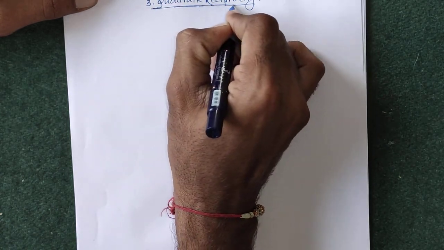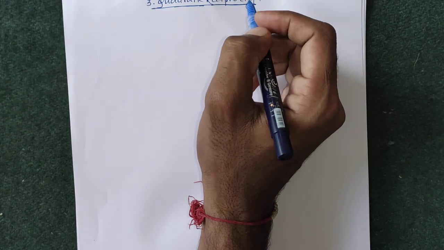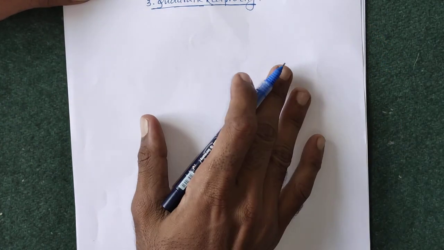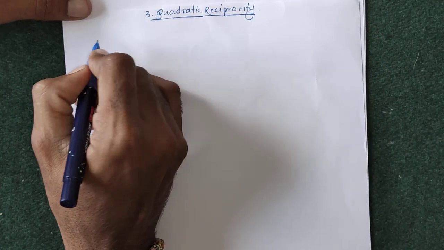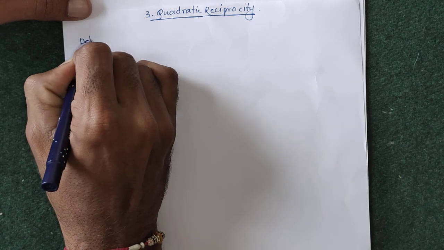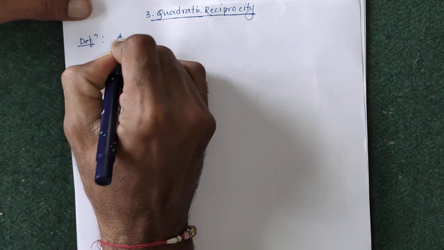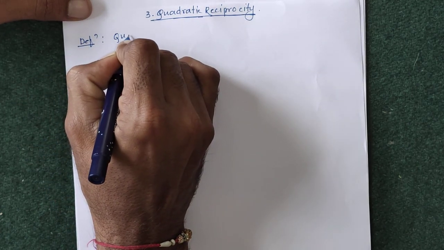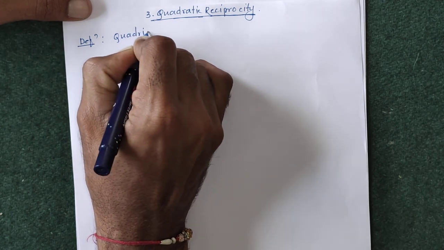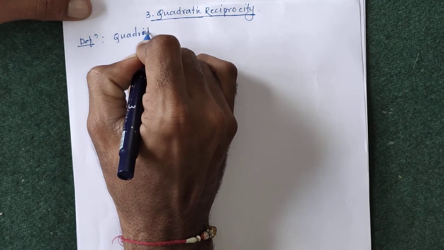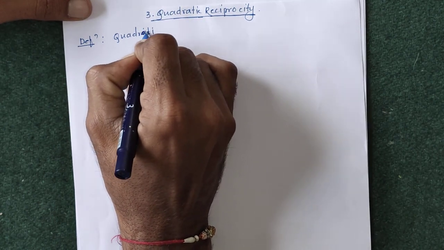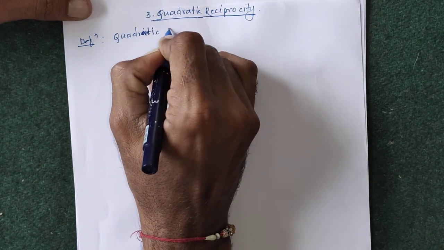So we know that a polynomial whose degree is 2 is called a quadratic polynomial. First of all, in this chapter we are going to see the definition of quadratic residue.